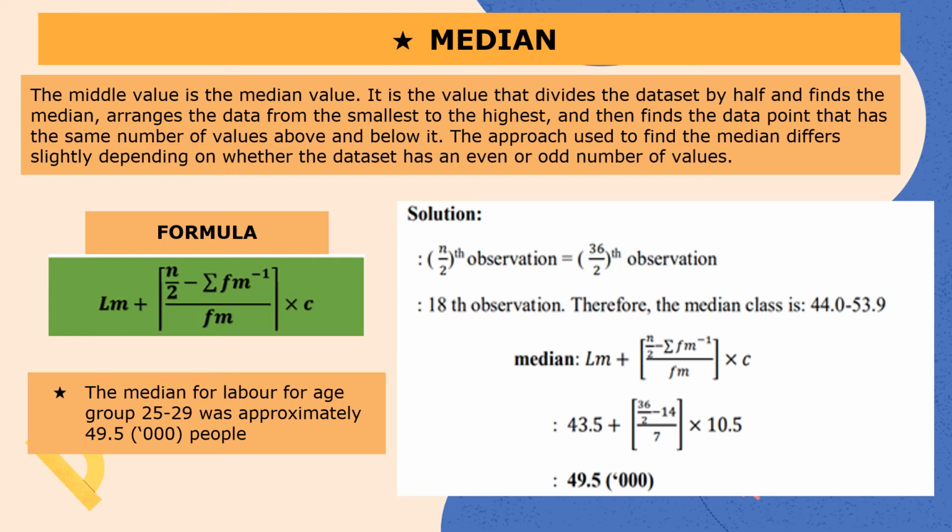So we can see in the slide the formula for median. The solution for median, as we get, is 49,500. And the conclusion from the solution is the median for each age group 25 to 29 was approximately 49,500 people.